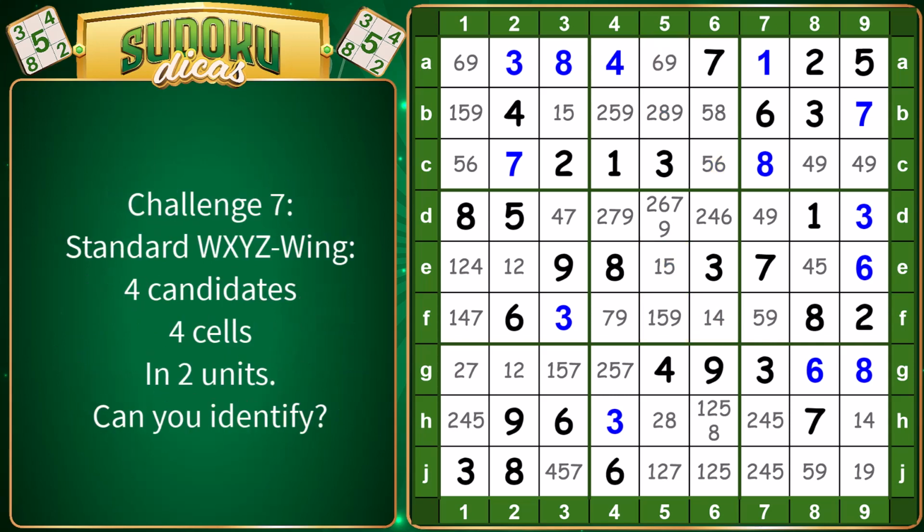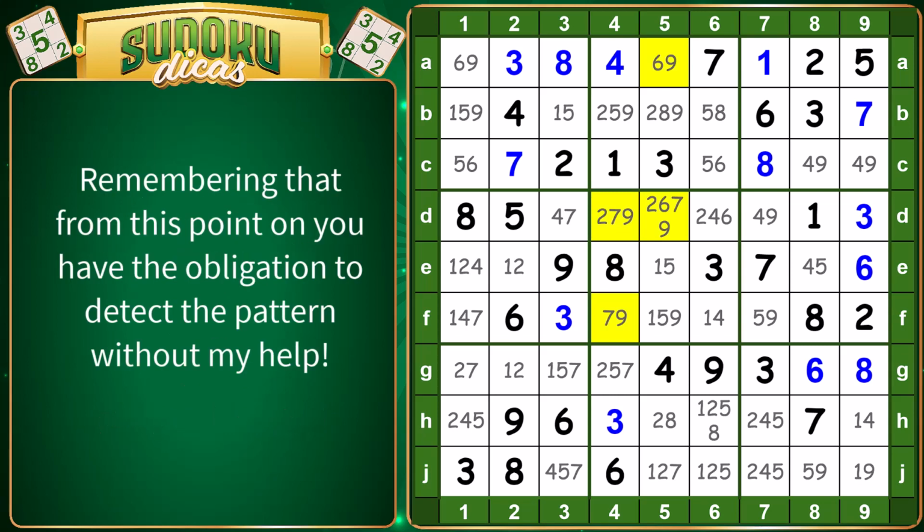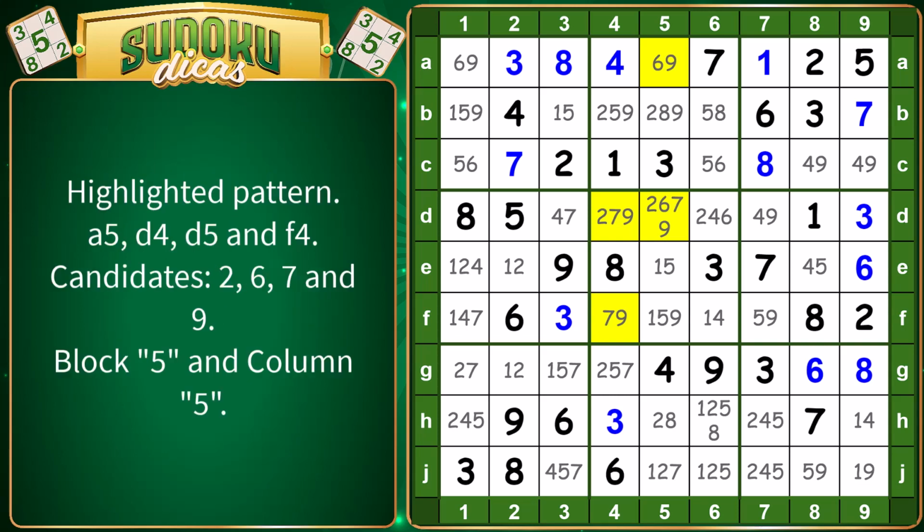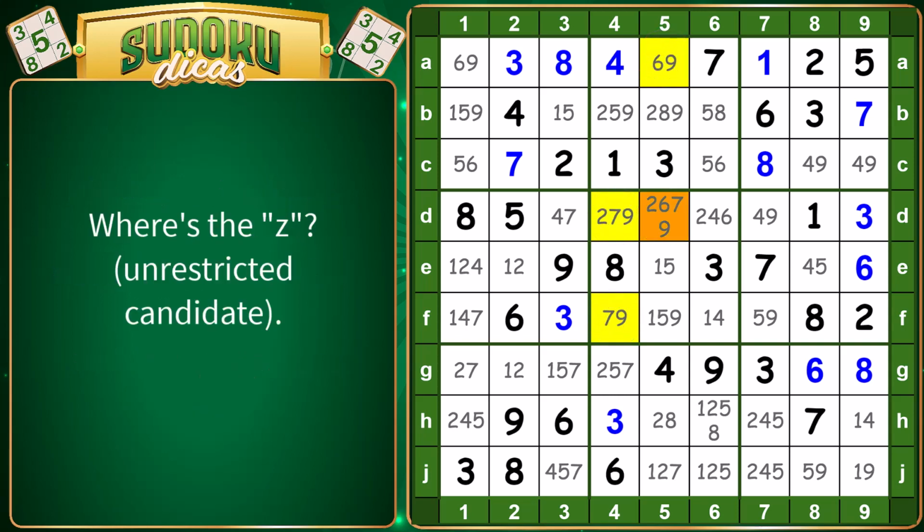Challenge 7. Standard WXYZ-Wing. 4 candidates, 4 cells in 2 units. Can you identify? Remembering that from this point on you have the obligation to detect the pattern without my help. Highlighted pattern. A5, D4, D5 and F4. Candidates 2, 6, 7 and 9. Block 5 and column 5.